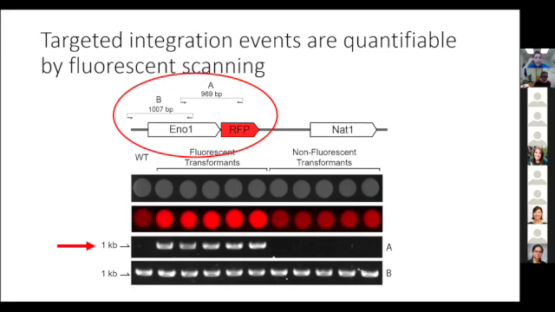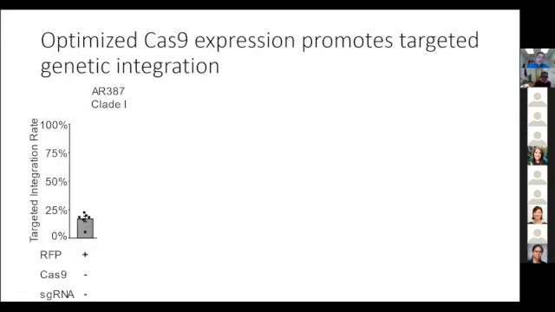So this gives us all the information that we need to measure the rate of a targeted integration event when we perform a transformation. So for this particular isolate, which is AR387, which is a member of clade 1, the South Asian clade of Candida auris, when I just add that reporter cassette by itself in a transformation and electroporate these cells, I'm seeing an integration rate in the correct location sitting around 20%, which is not terrible, but it's also not great.